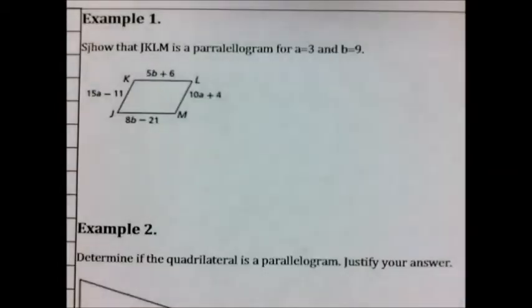All right, example 1 says that we need to show that JKLM is a parallelogram for a equals 3 and b equals 9. The very first thing we need to do is take a look at what we could prove.